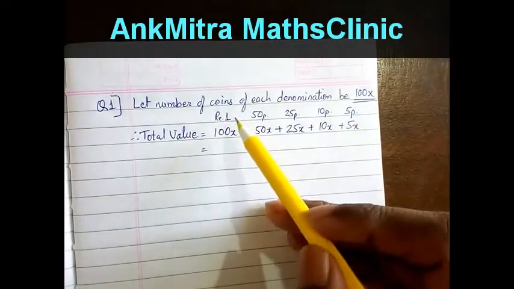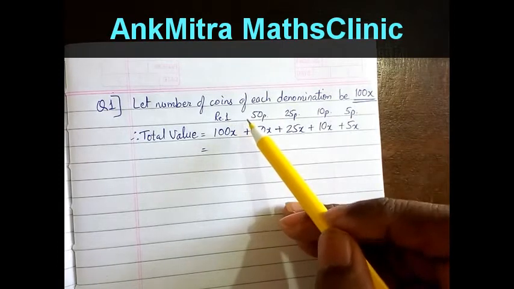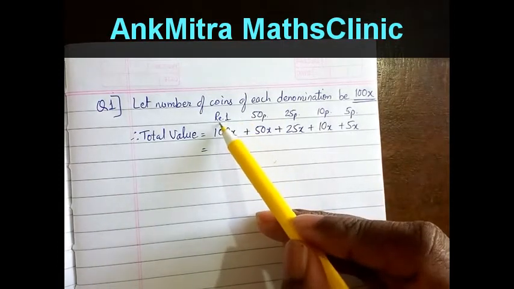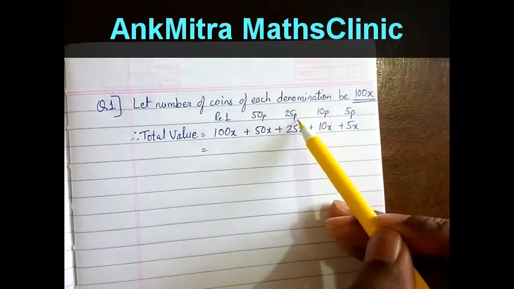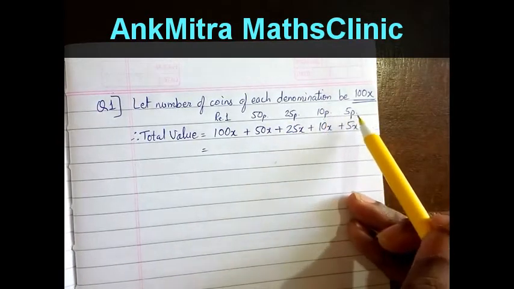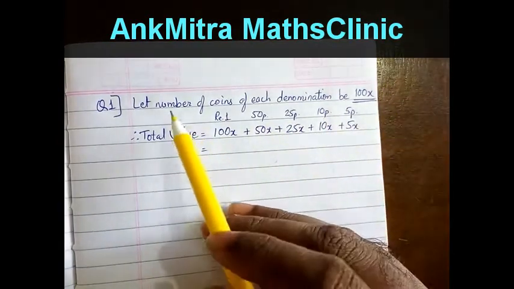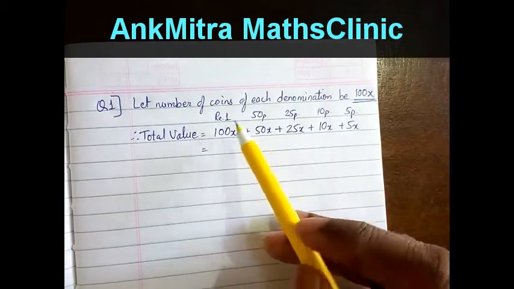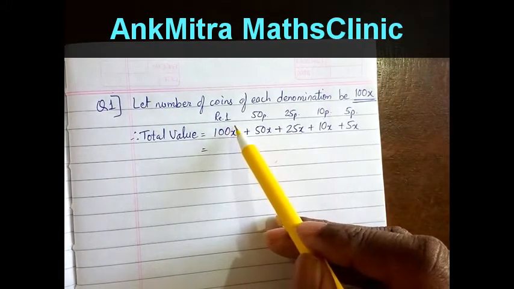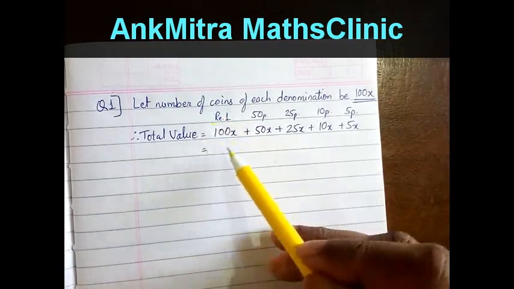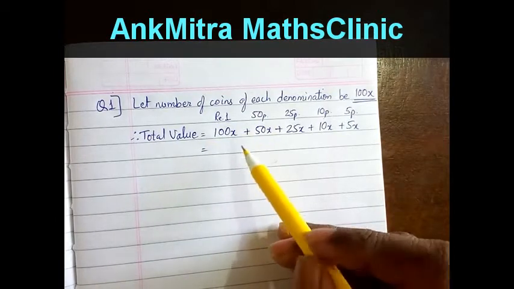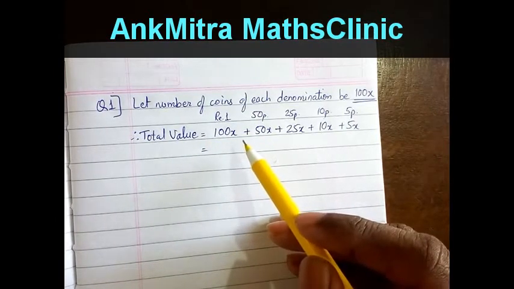In this question, we have 5 different denominations of coins starting from 1 rupee, 50 paise, 25 paise, 10 paise and 5 paise. The main point that they are given is the number of coins of each denomination is equal and the total value of all the coins is rupees 380, that is 380.